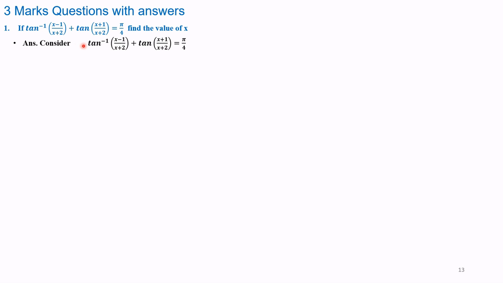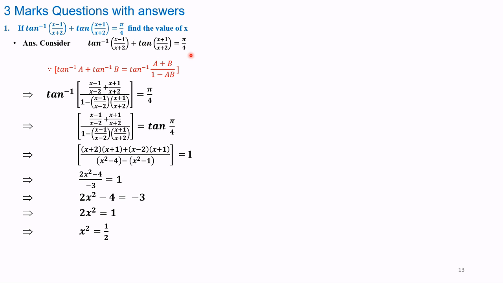So, the given equation is written as it is. In this equation, we have to use the formula: tan inverse of A plus tan inverse of B is equal to tan inverse of A plus B divided by 1 minus AB. This you have to remember. So here A is equal to x minus 1 divided by x plus 2, and B is equal to x plus 1 divided by x plus 2. So you put the values in this equation.